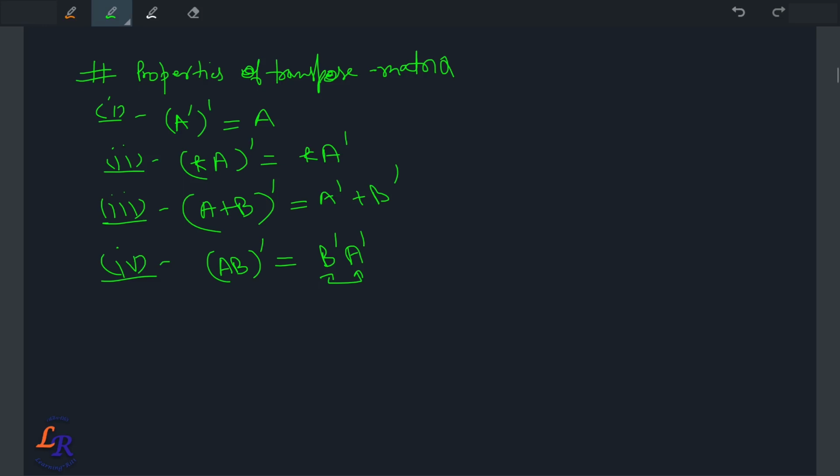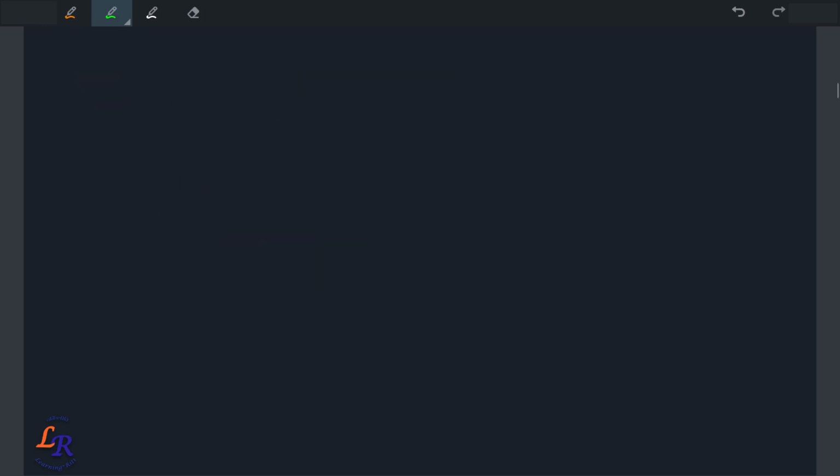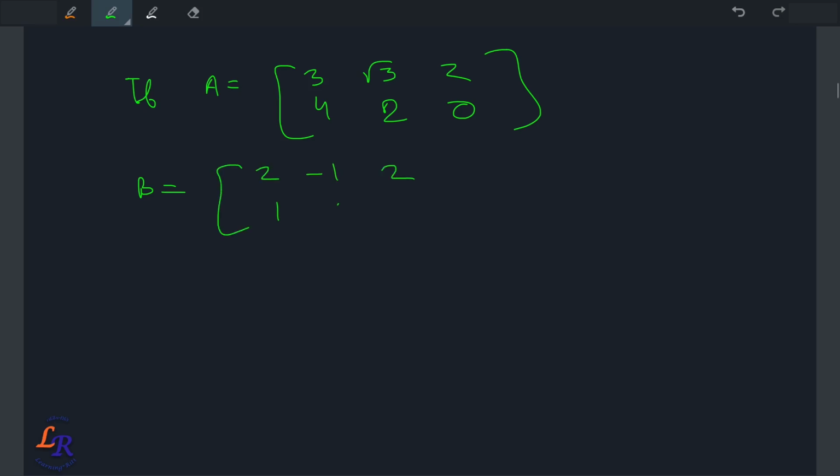So let's understand with some very brief examples. So let's say we have a matrix A which is 3, root 3, 2, 4, 2, 0, right? And we have another matrix which is 2, minus 1, 2, 1, 2, 4.